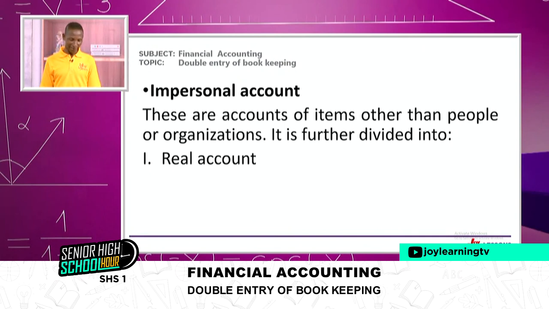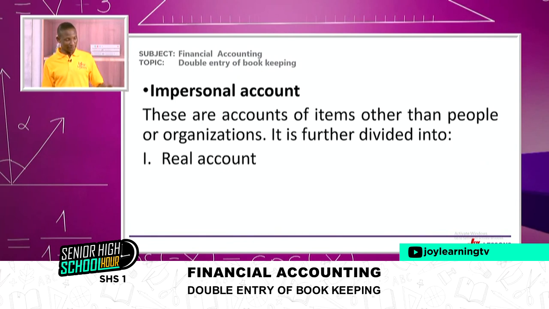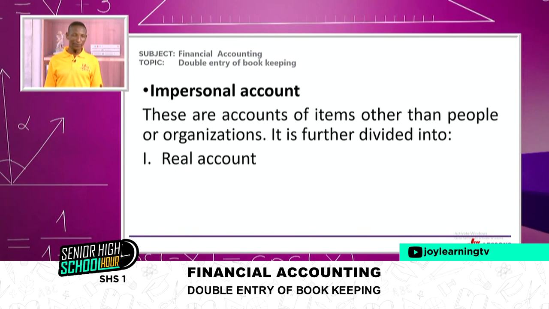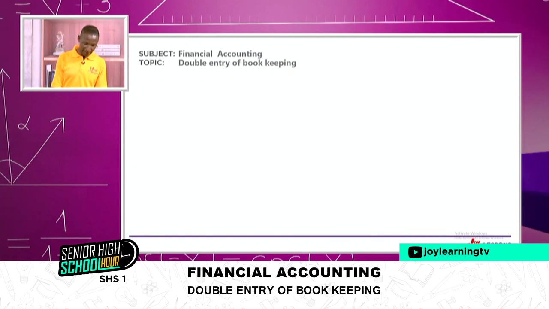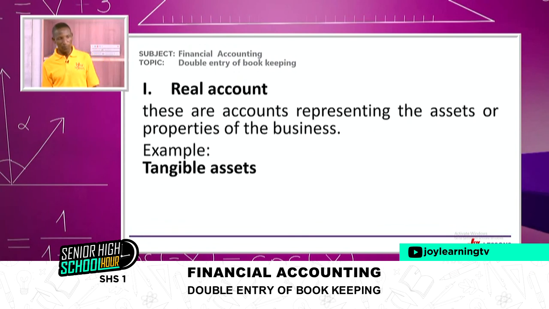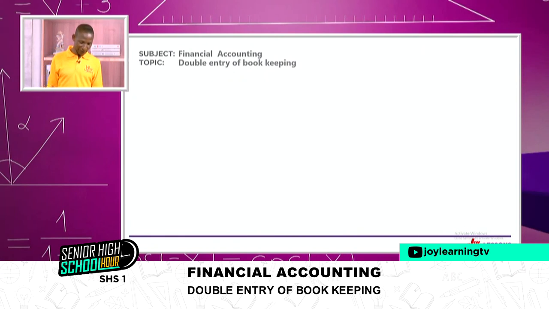We gave examples of the tangible, things you can feel and touch: motor vehicle, land and building, fixtures and fittings, and the like. Then the intangible: goodwill, patents, copyright, which cannot be touched but can be seen.